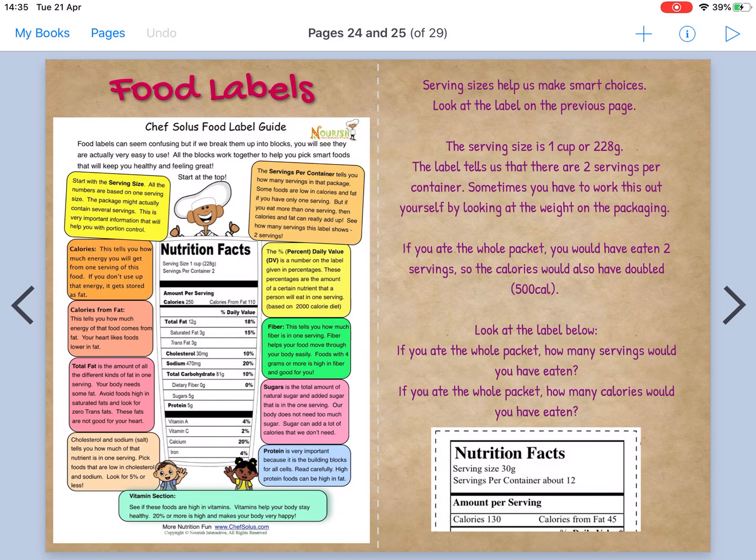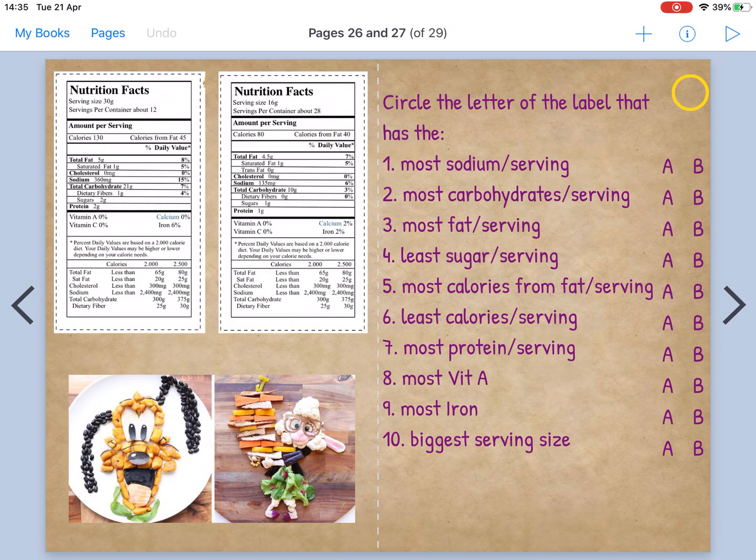The next few pages on the Chef Solis book, you don't have to worry about. We'll look at those again when we're back at school. It's not that important. It's just interesting.